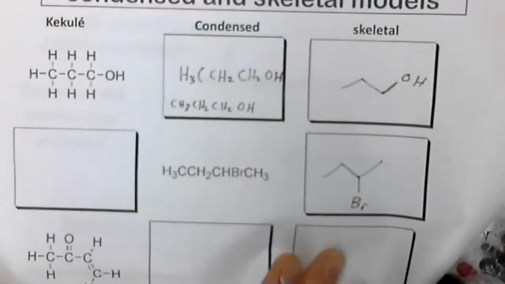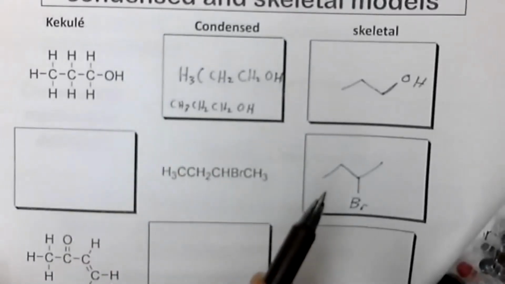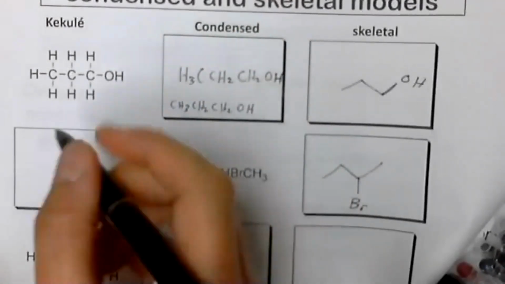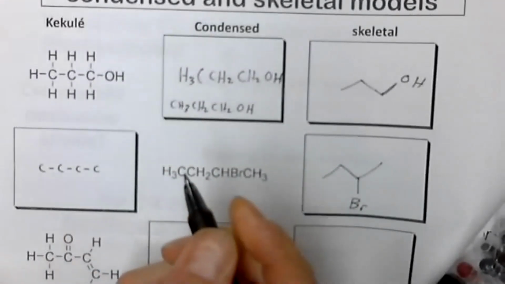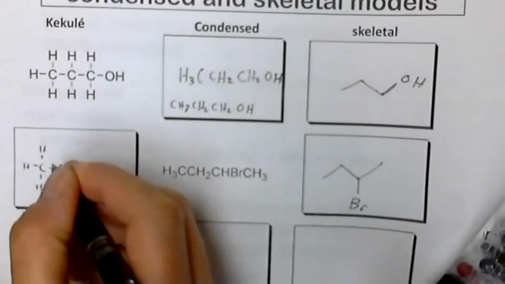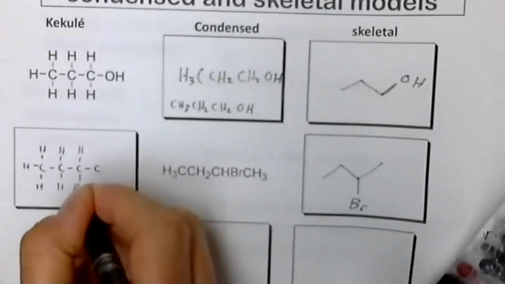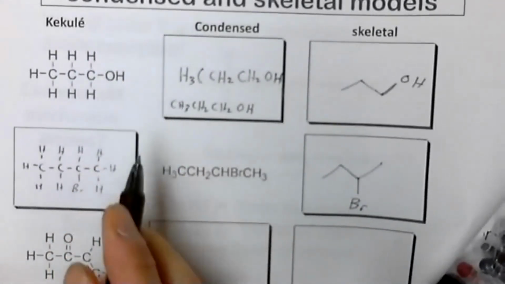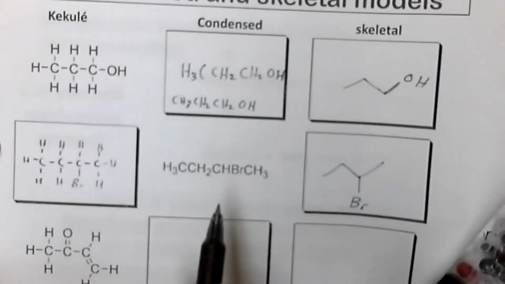Now, what about the Kekule? The Kekule is going to look like this other Kekule, but how many carbons total? It's 4, so use the top as a model. We're going to say C, C, C, C, and fill in some H's, H, H, H, H, H, H, Br, H, H, H. So that would be a Kekule structure of this molecule, all right?